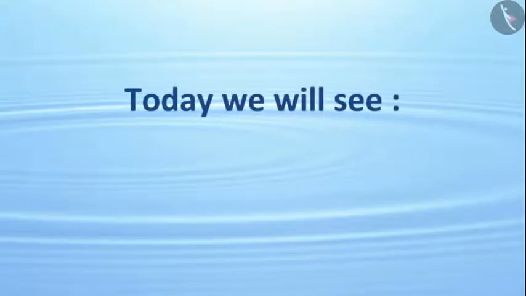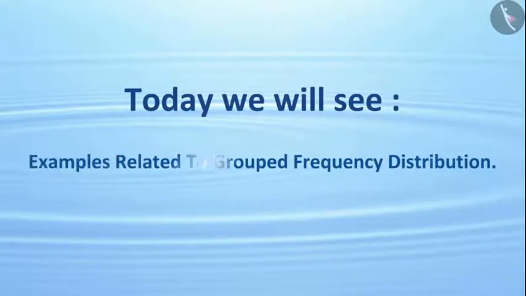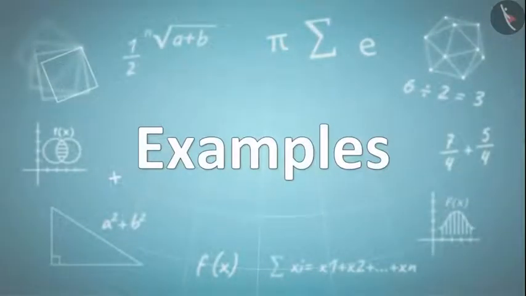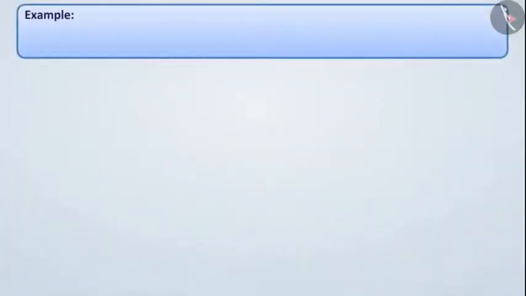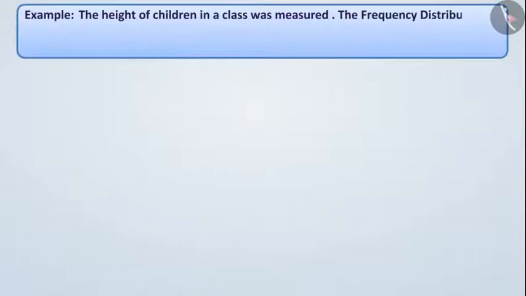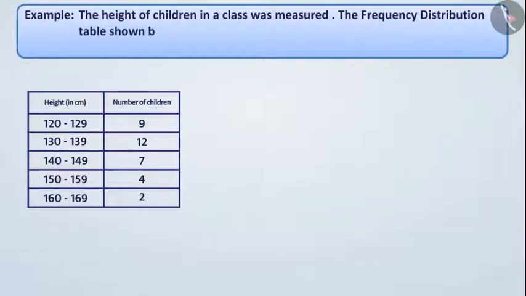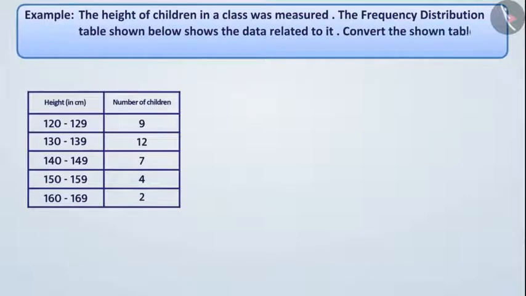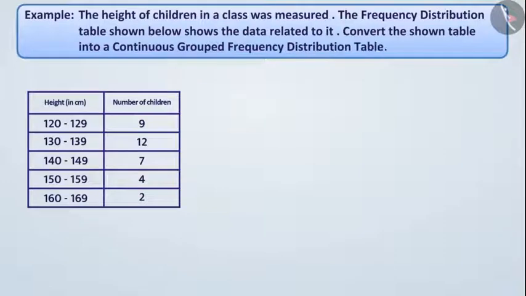Today we will see examples related to grouped frequency distribution. Example: the height of children in a class was measured. The frequency distribution table shown below shows the data related to it. Convert the shown table into a continuous grouped frequency distribution table.